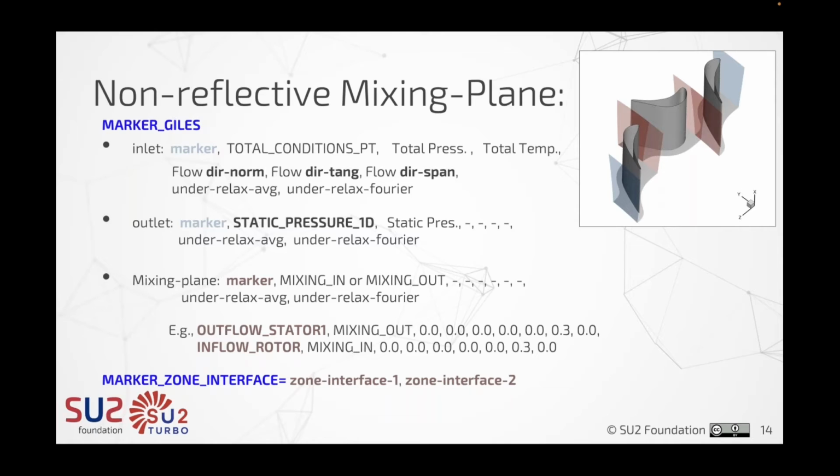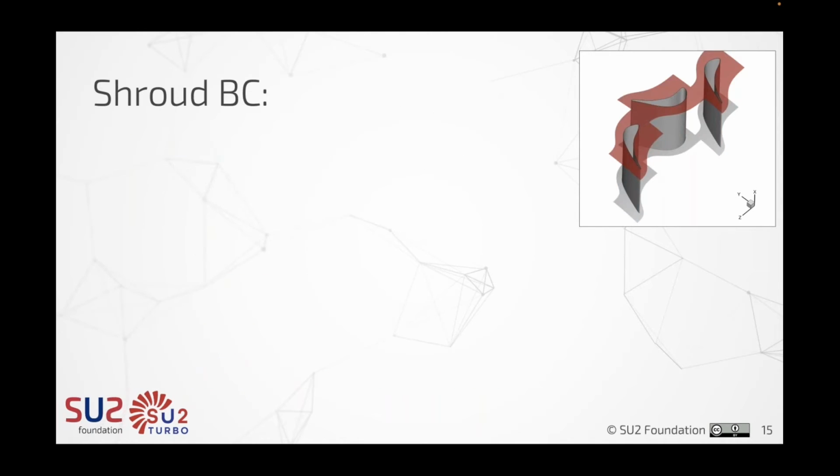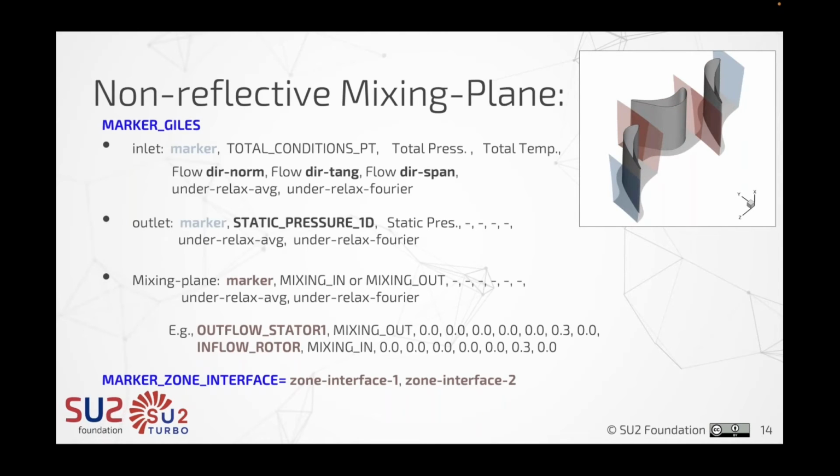And it's also very important to tell the code that there are some interfaces between zones, and we specify this just listing the name of the surface which represents the interface between the zones. So in this case, it would be outflow stator 1, inflow rotor. And then also, of course, for all the other interfaces in the calculation.